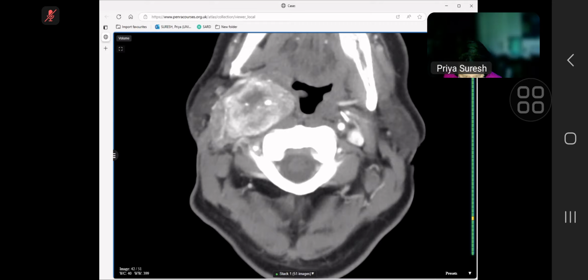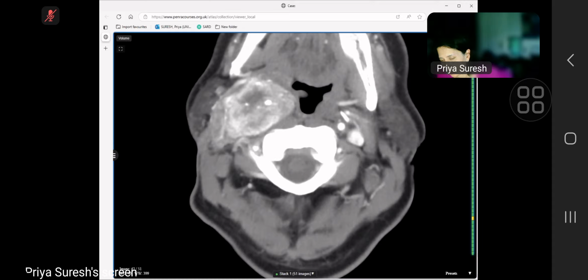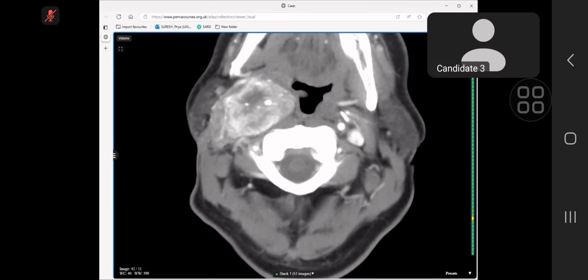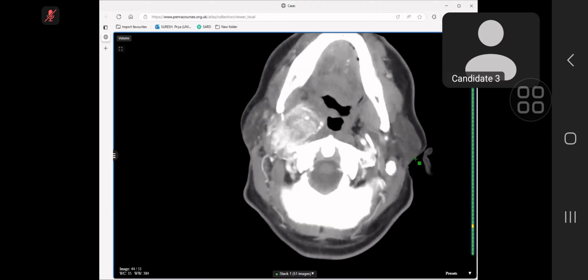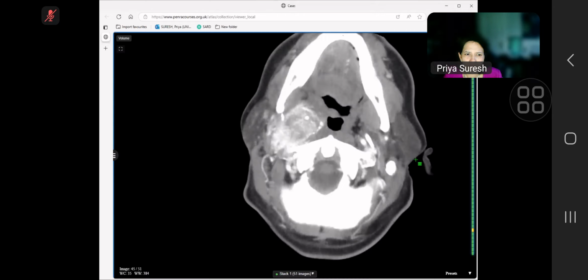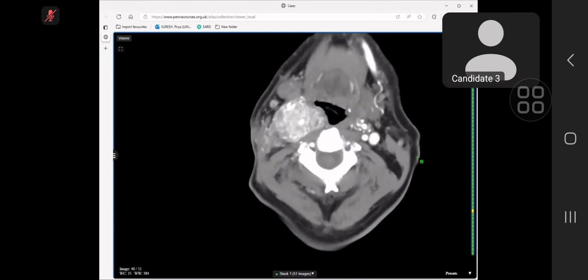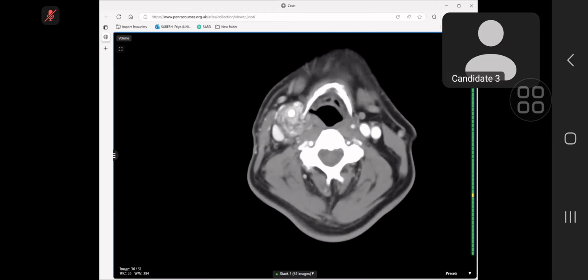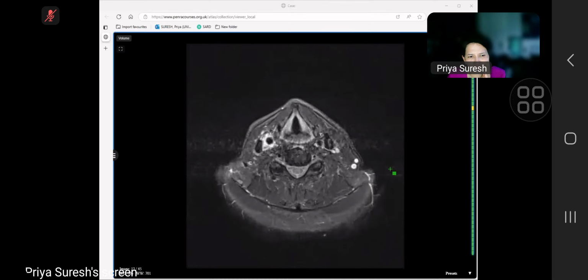Is there anything else you want to look at or do? I'm looking at the adjacent structures. Would you please scroll a little bit? I want to look at adjacent structures as well. So the patient also then had an MR scan. Okay.